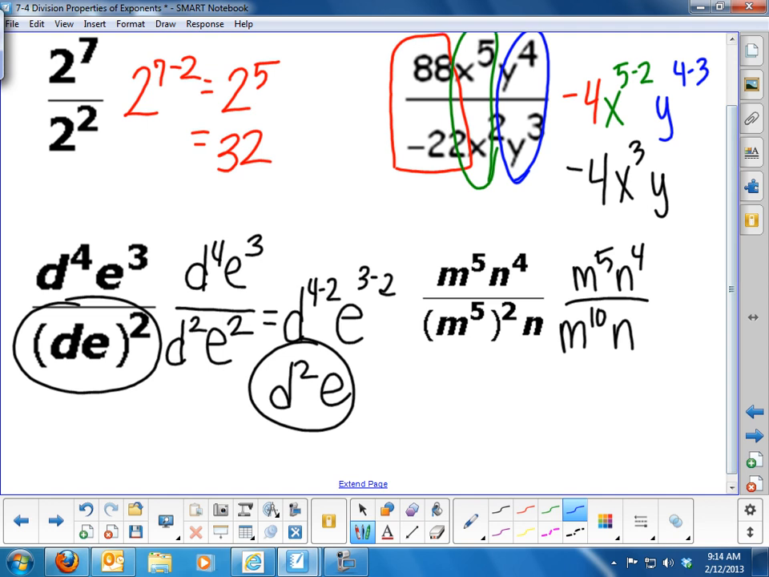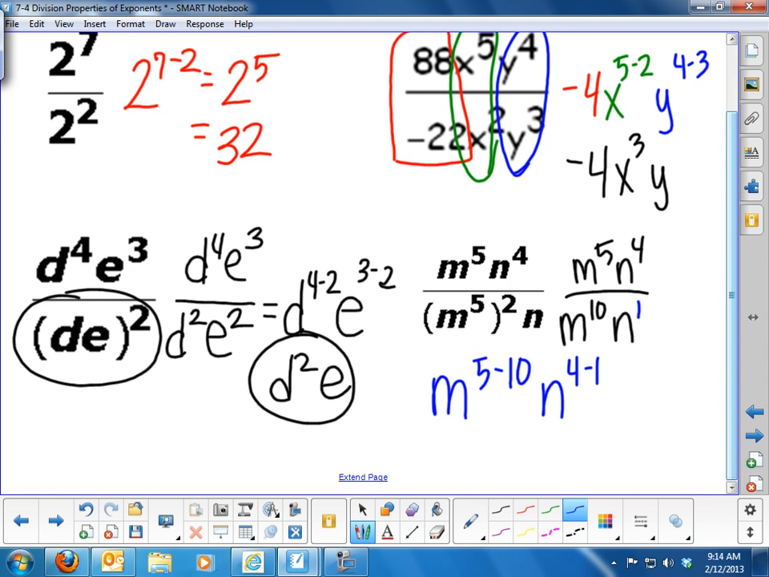Now I'm going to finish this. I keep my base of m, and I'm going to subtract the exponents, 5 minus 10. Then I'm going to take the n and subtract those, 4 minus 1. Remember, the n has an exponent of 1. When I simplify this, I get m to the negative fifth n to the third.